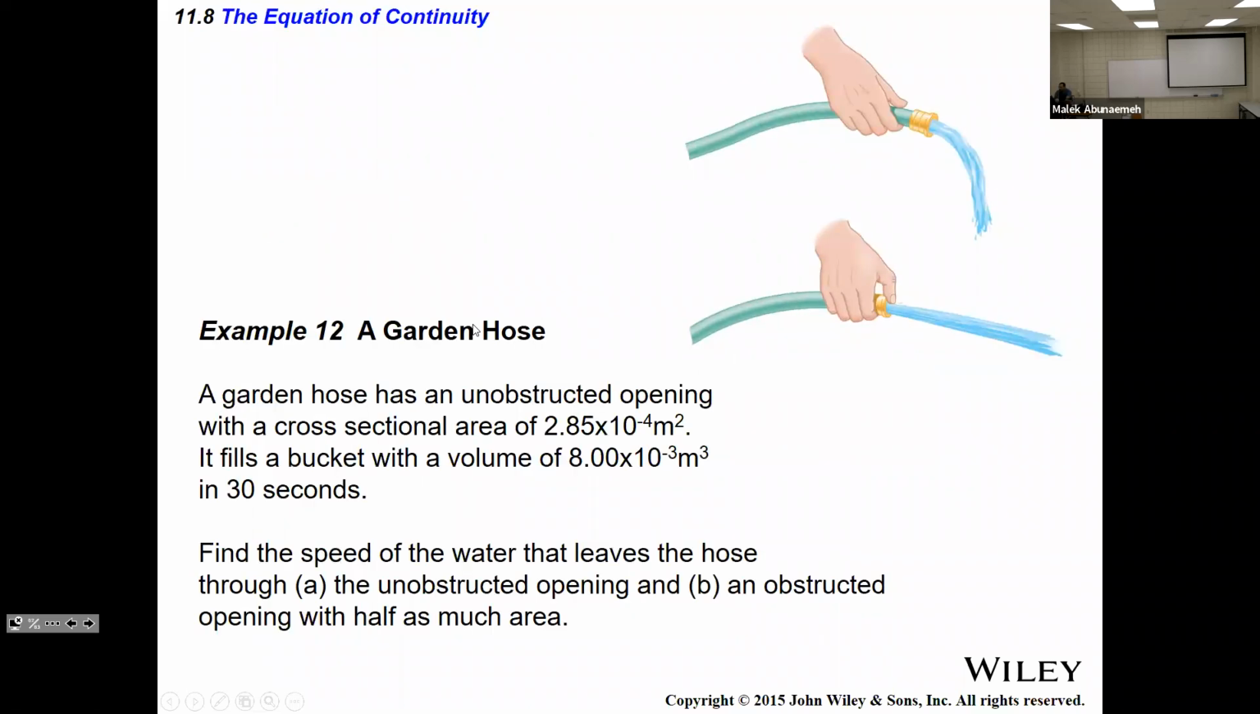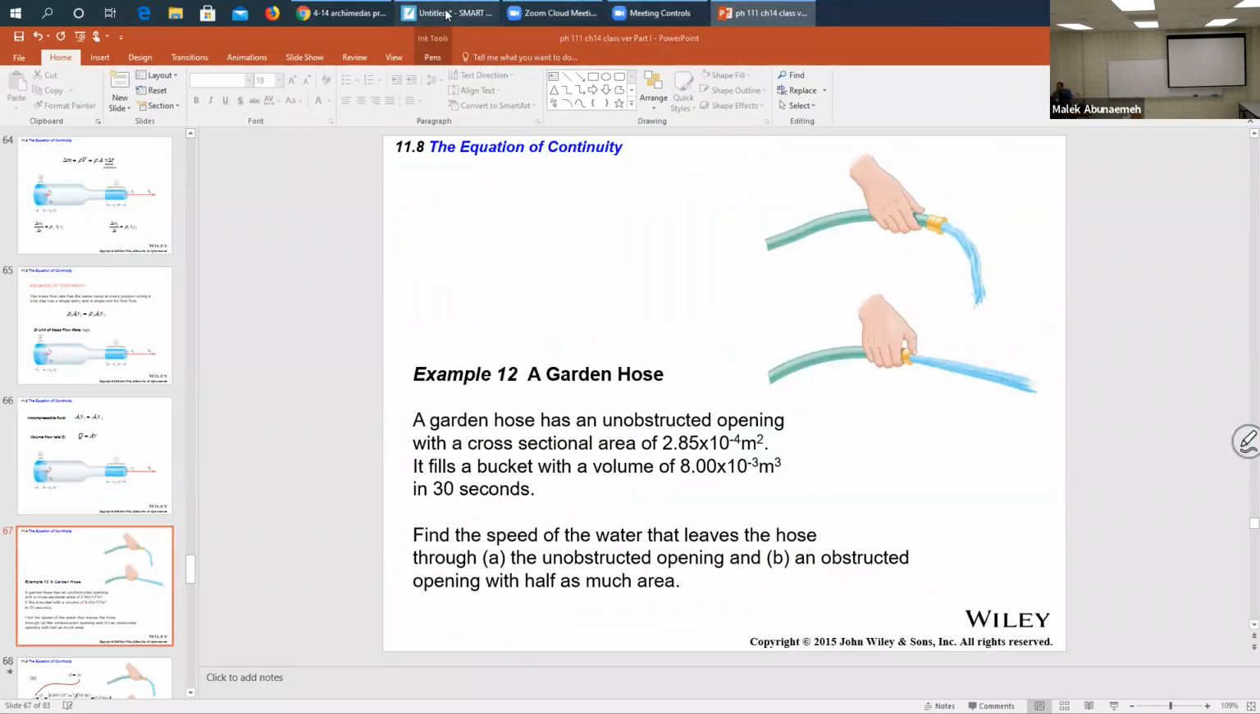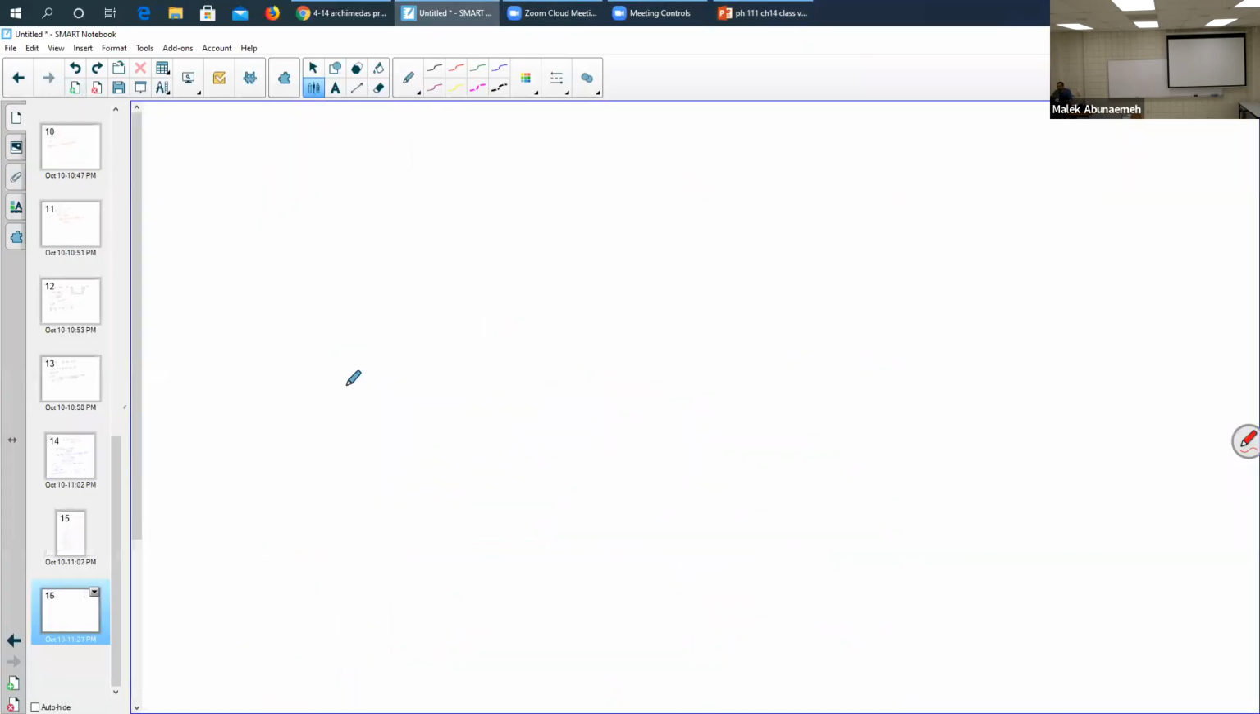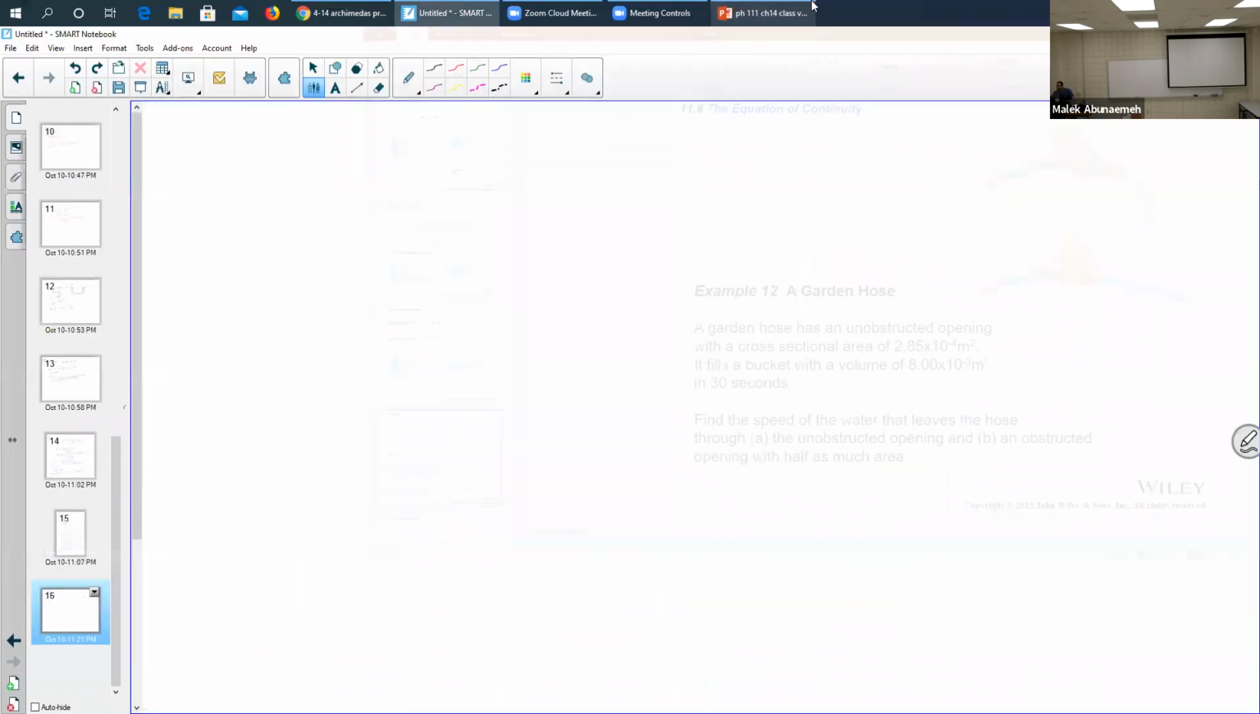So let's say we have a question. A garden hose has an unobstructed opening with a cross-sectional area of 2.85 times 10 to the negative 4 meters squared. It fills a bucket with a volume of 8 times 10 to the negative 3 meters cubed in 30 seconds. Find the speed of the water that leaves the hose in an unobstructed opening, and then with half as much area. This is example 12.